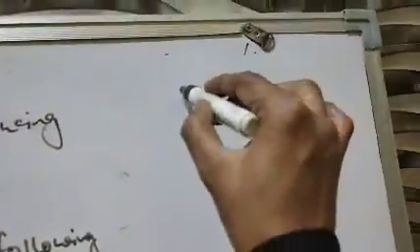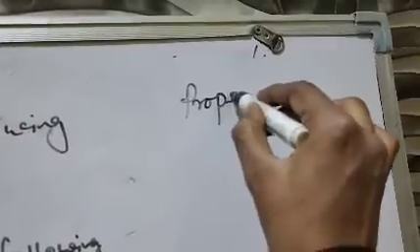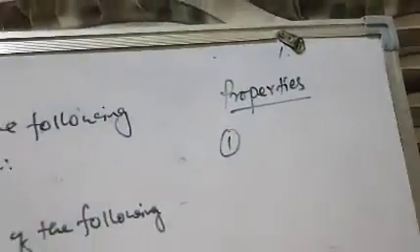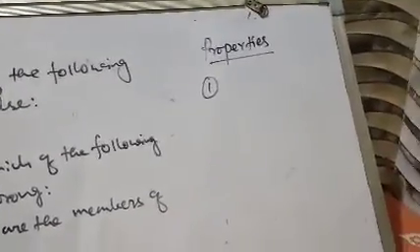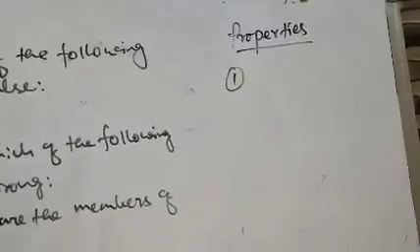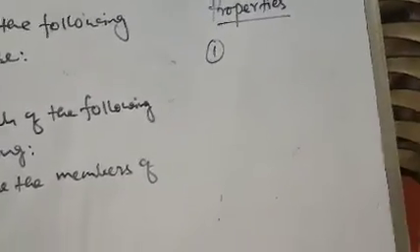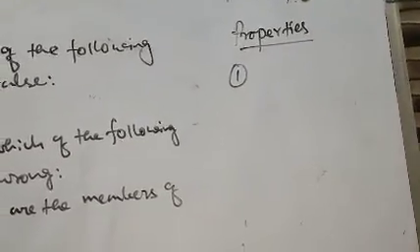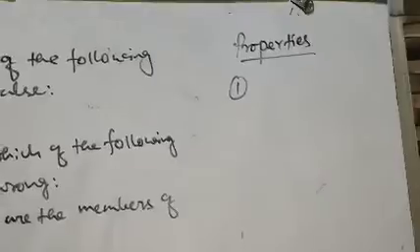Next, properties. What are the properties of a set? The first property of a set is that a change in the order of writing the elements does not make any change in the set.